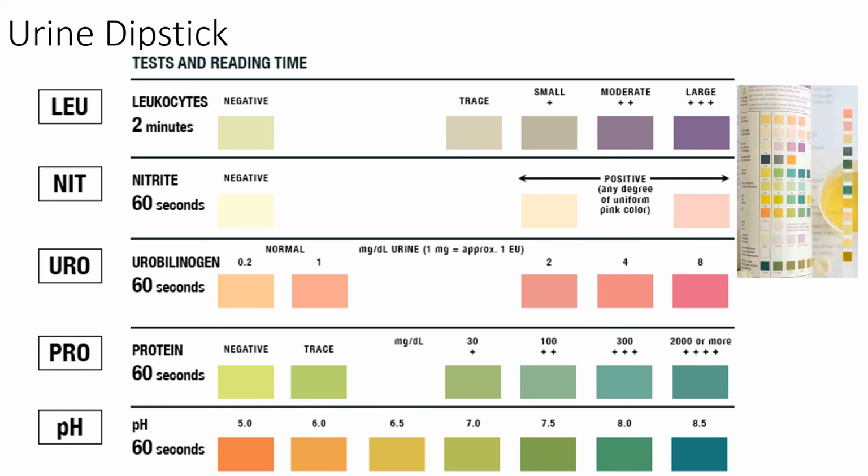Your pH is just a measure of how acidic or alkaline the urine is. All the acids in your body, apart from carbonic acid, are excreted via the kidney. So there's just some of them.